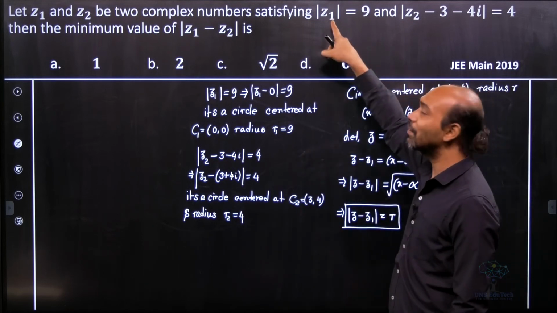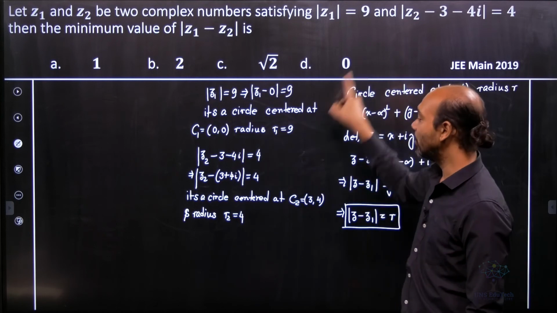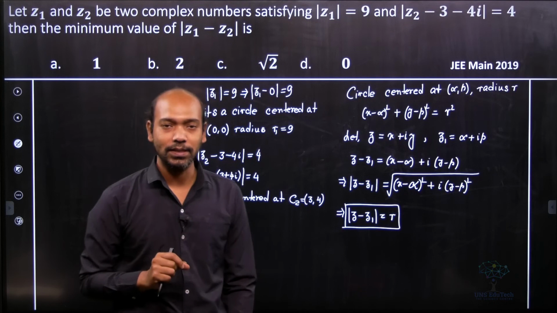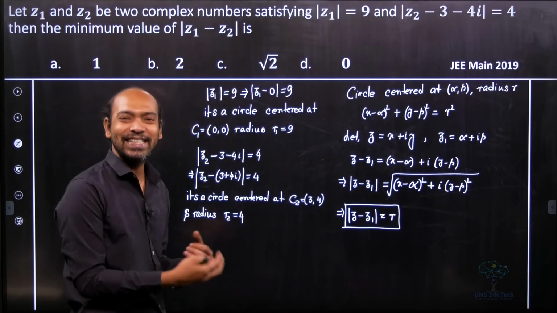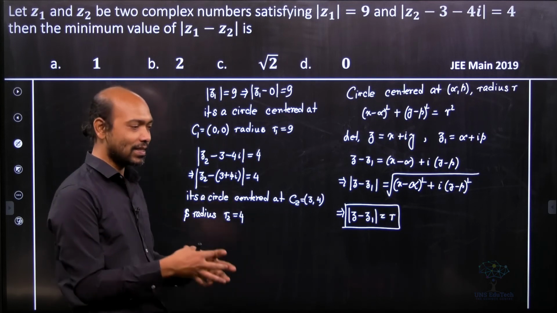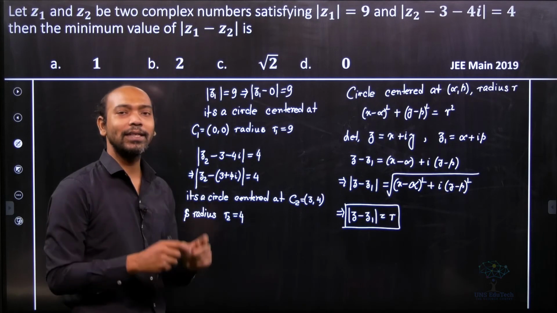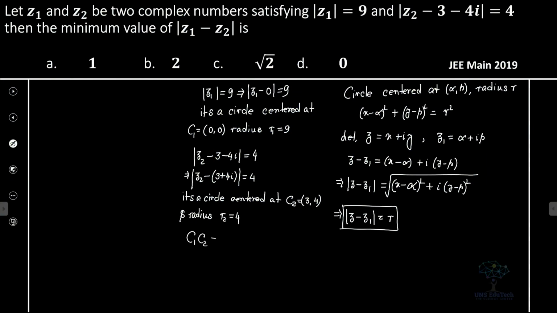So the complex number z1 will be on the perimeter of the first circle, and z2 is on the perimeter of the second circle. Now we have to find the minimum distance. So here let us notice: do they intersect, or are they away from each other? What is the condition? To find out, first find the distance between the two centers, that means c1c2.